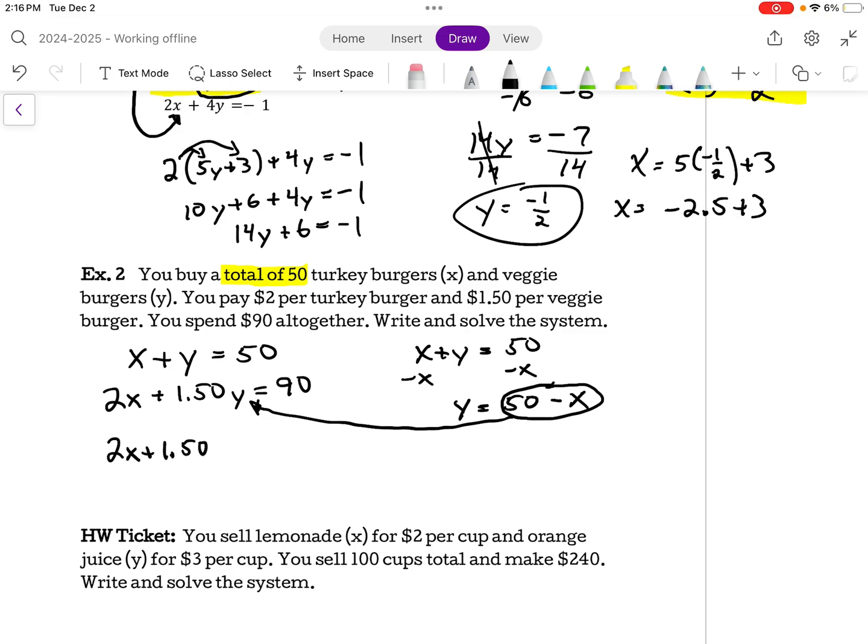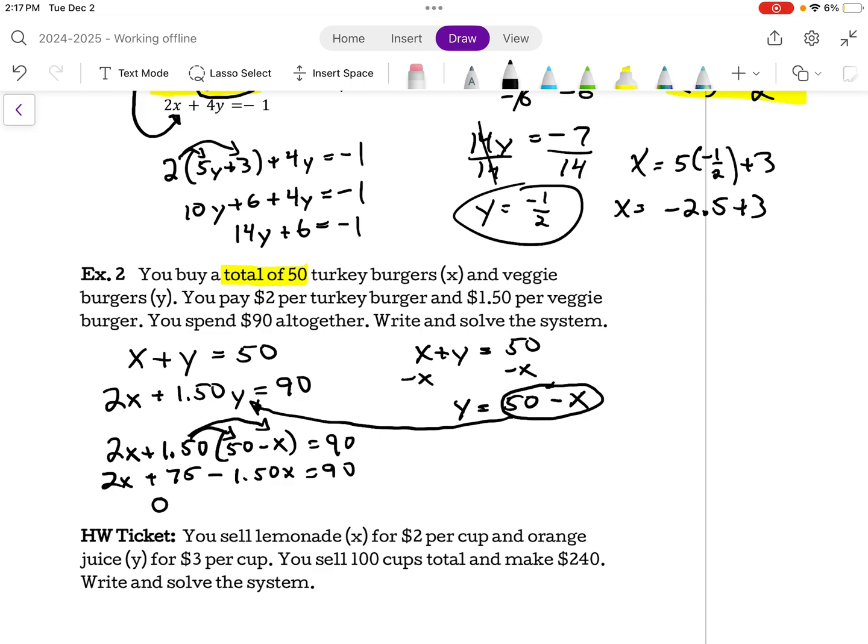So I end up with 2x plus $1.50 times 50 minus x, and that equals 90. So it looks like a little bit of a tougher equation to solve, but I can do some math here. I'll go with 2x and then 1.50 times 50. Let me grab my calculator quick, 1.5 times 50 ends up being 75, and then minus 1.5 times x is minus 1.5x, and that still equals 90.